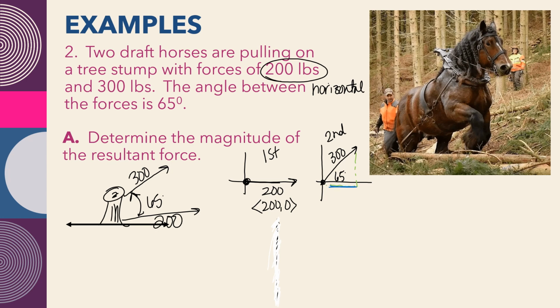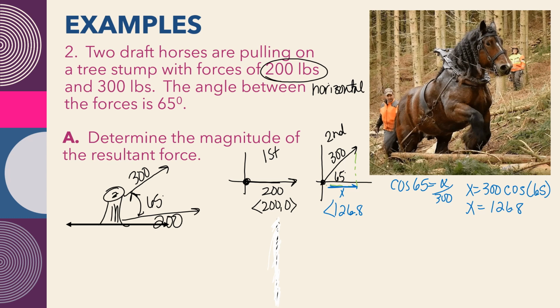So our horizontal, our x value, that's going to be adjacent over hypotenuse. So cosine of 65 equals x over 300. X will equal 300 times cosine of 65 degrees. And our horizontal component is going to be 126.8. Okay, so I already know horizontal component, 126.8.